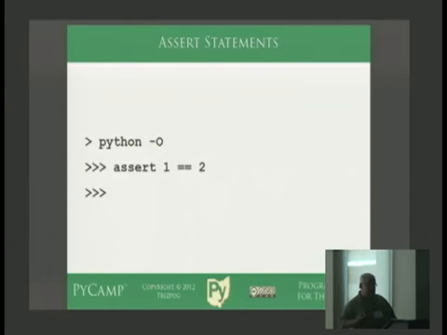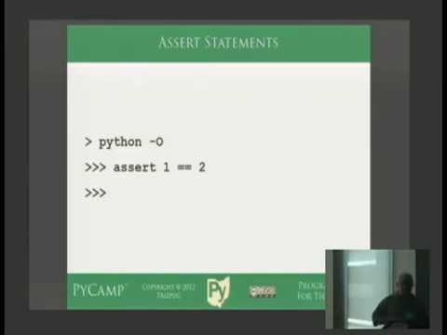All right, so let's take a look at that. Let's go to our operating system prompt and jump into Python using the -O switch, and then run an assert statement where the expression is false. We would normally expect this to raise an assertion error, but because we're running Python as optimized, the assert statement has no effect whatsoever. It's just like using the pass statement.